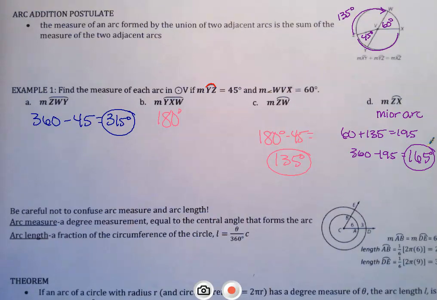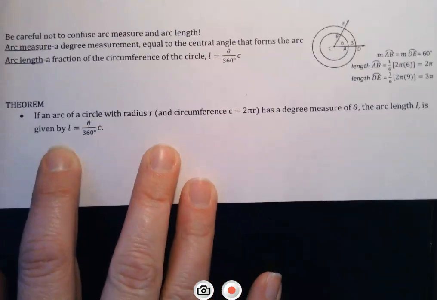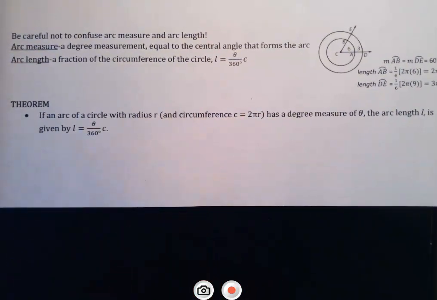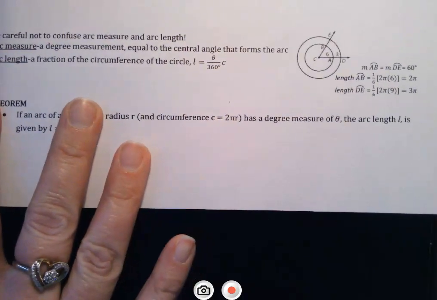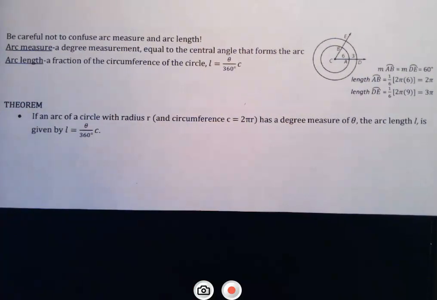Okay. Now we're going to move up a little bit. Just be careful not to confuse arc measure and arc length. They're sometimes interchangeable, not always so much so. Okay, I can barely fit it on there. There we go. I think I got it all. So be careful not to confuse arc measure and arc length.